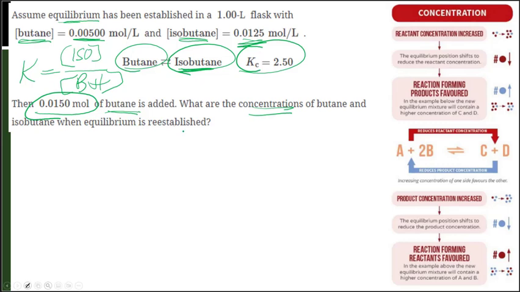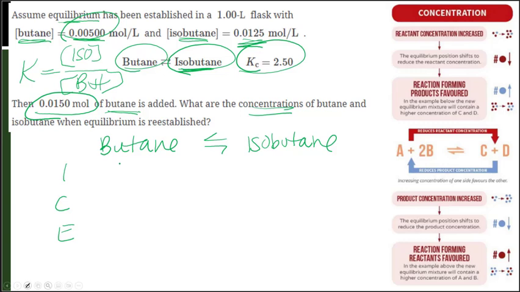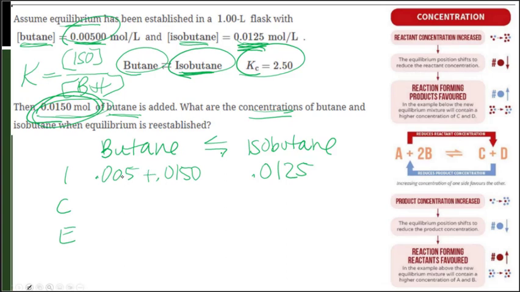Well, let's make our ICE table. We were told that butane's initial concentration was 0.005 molar, and isobutane's was 0.0125 molar. But then it says I added 0.0150 to the butane. Because of Le Chatelier's, if I increase the concentration of a reactant, that means that I need to shift to the right and I need to increase the concentration of my product.